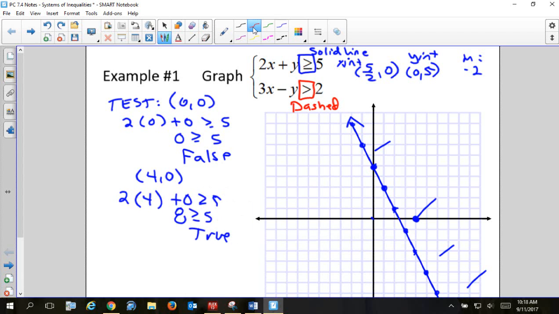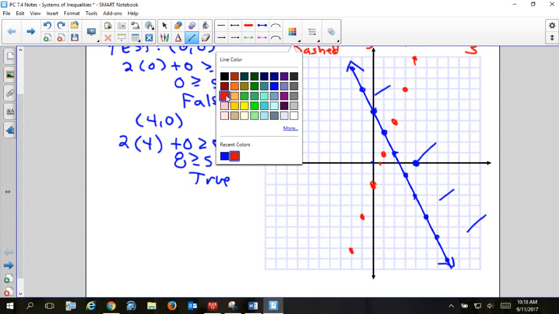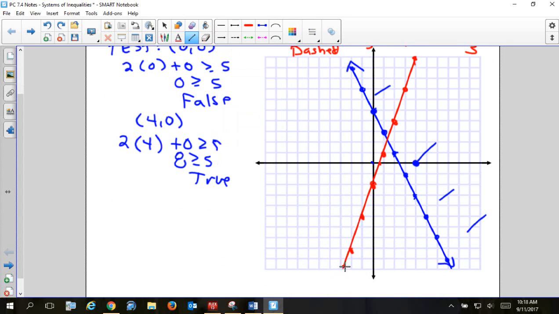Okay. All right, the red one, I'm going to find my x-intercept at 2/3. My y-intercept is at -2. And my slope is 3. So I'll graph my y-intercept and my slope. And it looks like 2/3 on the x-axis works. And this one is dashed, so we have to connect the line with a dashed line. Oops, that's not dashed.